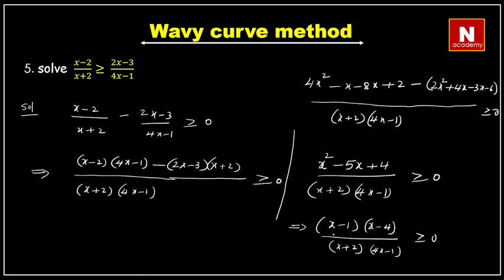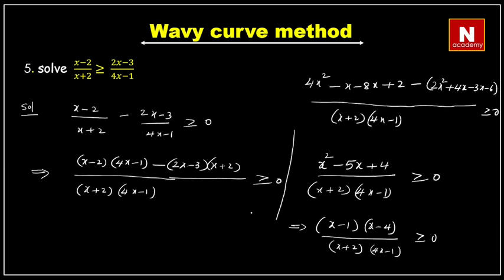Now what about the leading coefficient? Numerator is x into x square. Leading coefficient is 1, positive. Denominator also x into 4x square, 4 is positive. So positive by positive, positive. Therefore the leading coefficient is positive. Step 1 completed, step 2 completed.